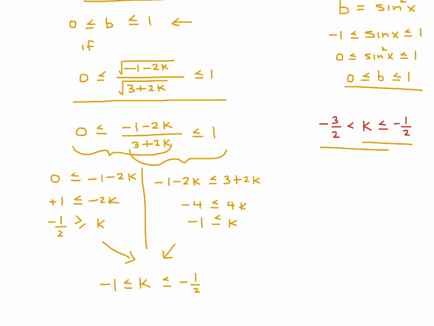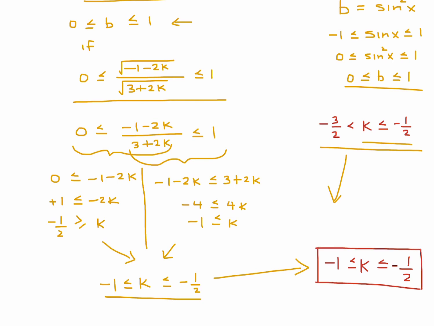And then of course we have to combine this guy with this guy, right? We have to get the common values of k that make both of those satisfied, and if you do, you get the following. And when you combine these, you get k is less than or equal to minus a half, and it's greater than or equal to negative 1. And that is the answer to part C of number 9.